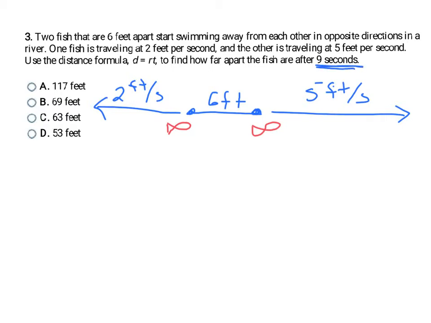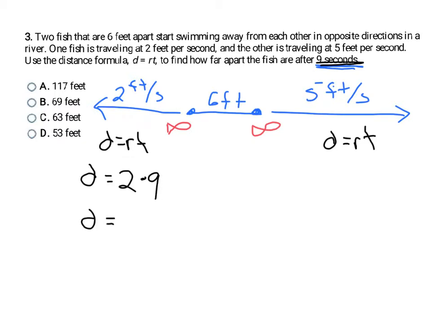So I have to see how far each of these fish can go in 9 seconds. So I'm going to use my distance formula for that, which is D equals RT. And I wrote it down on each fish's side because I'm going to have to figure it out for each fish. So I'm looking for the distance, so I'm going to write down D. This fish is going at a rate or speed of 2. So put a 2 in for R, and then 9 seconds is my time. So 2 times 9 is 18. So this fish goes 18 feet in 9 seconds.